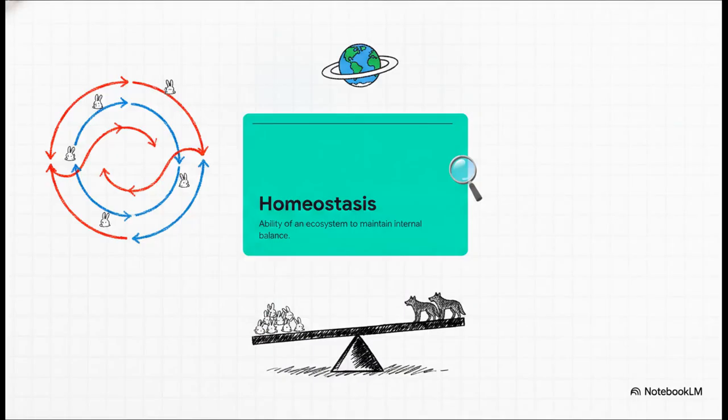A critical definition you've got to know here is homeostasis. It's essentially the ability of an ecosystem to maintain internal balance. The absolute classic example you should keep in mind is predator-prey populations. They just naturally regulate each other's numbers. If there are way too many prey, predators feast and multiply, which drives the prey numbers back down, which then starves off some predators, bringing everything perfectly back to the middle.